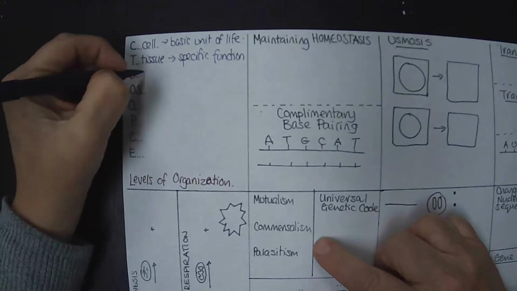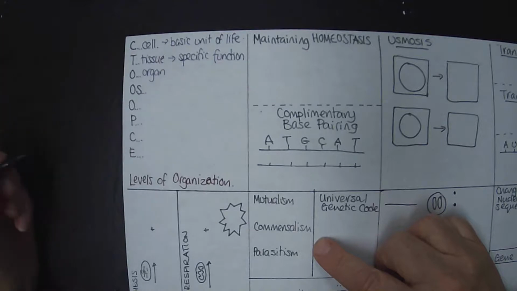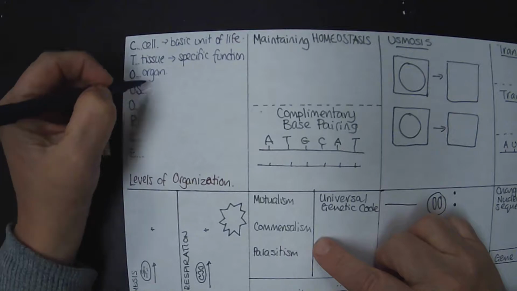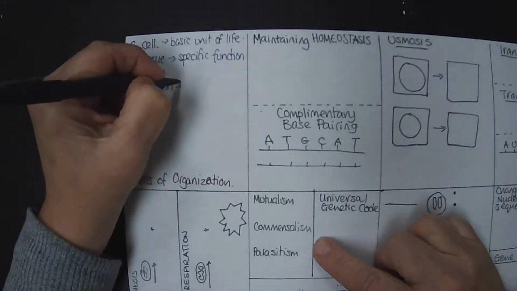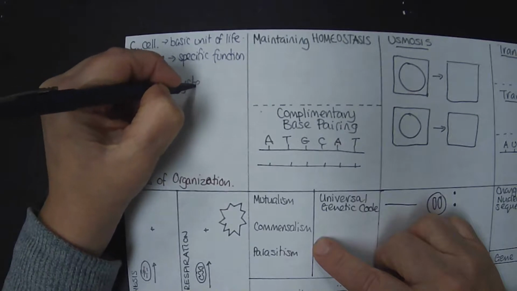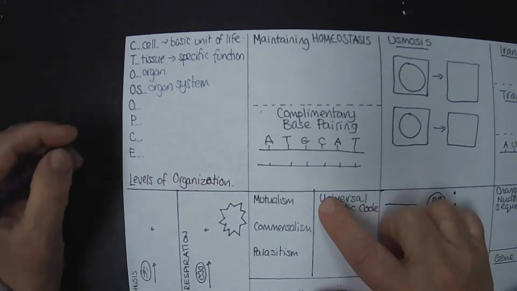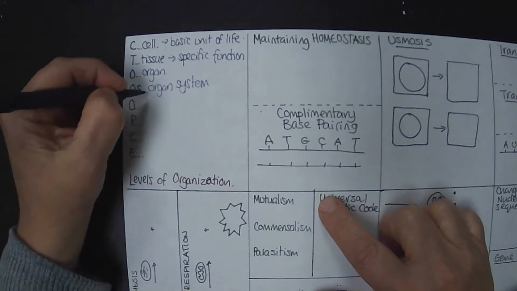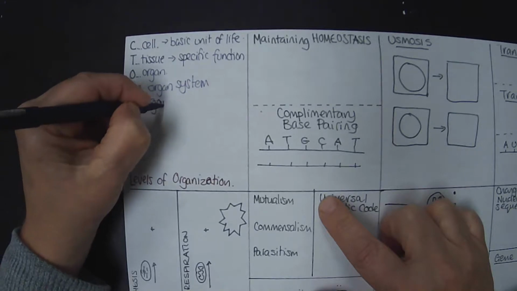The next one, O, stands for organ, which is a group of tissues with a specific purpose. And then we have OS, which is organ system, which is a group of organs working together, followed by the sum of all the organ systems, which is an organism.